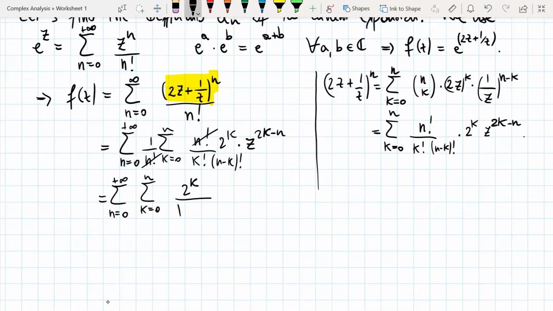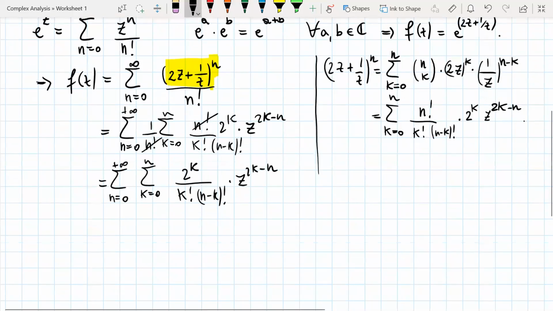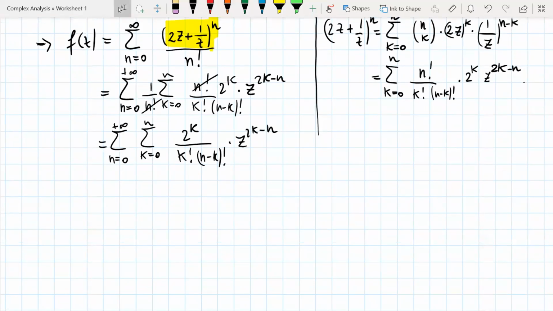To the k divided by k factorial, n minus k factorial, times z to the 2k minus n. So we see it's a Laurent expansion for f. The only problem is that the exponent of this z depends both on k and n. So in principle, if I ask you what is the coefficient of z to the 4, for example, we have to consider several values of k and n. So all values of k and n such that 2k minus n is equal to 4.